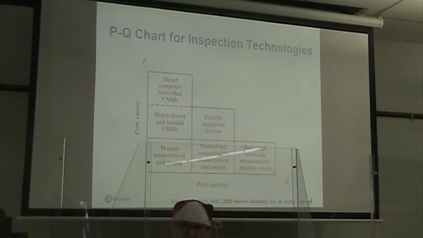All right, so here is a parts versus quantity chart for inspection technologies. At the lowest part variety, lowest parts quantity, we have manual measurement and gauging.